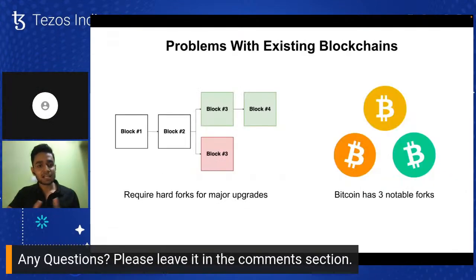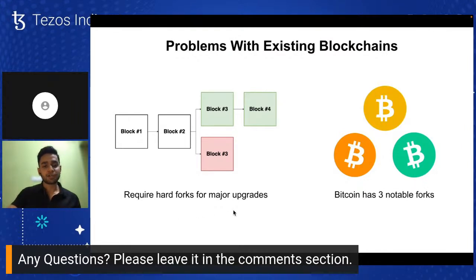Yesterday we learned about blockchains in general, and Tezos is also one of the blockchains. But we really need to know why exactly we are building on Tezos and how it is different from other blockchains. To understand that, first we need to explore the problems with existing blockchains. One of the biggest problems with existing blockchains is that it's really difficult to upgrade the blockchain.